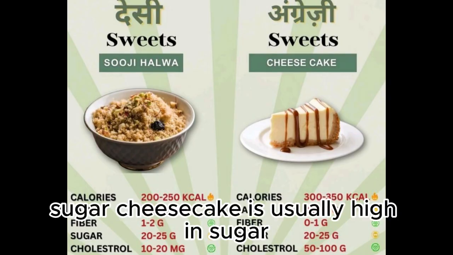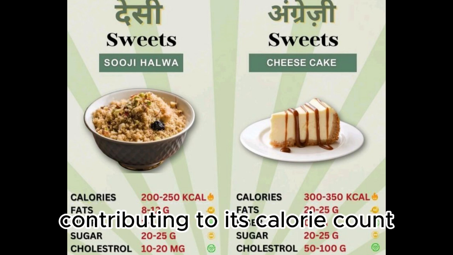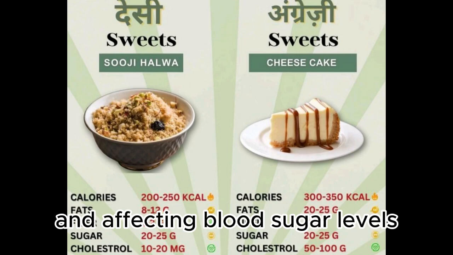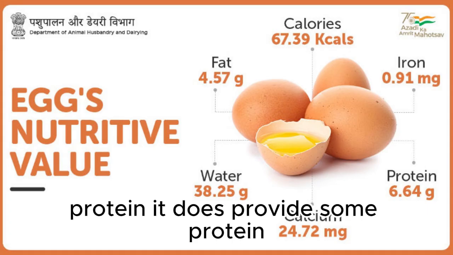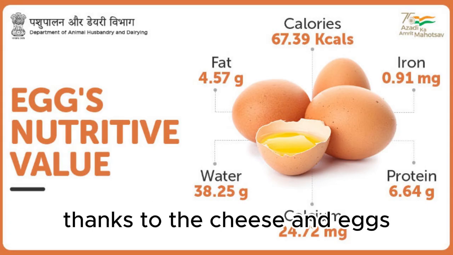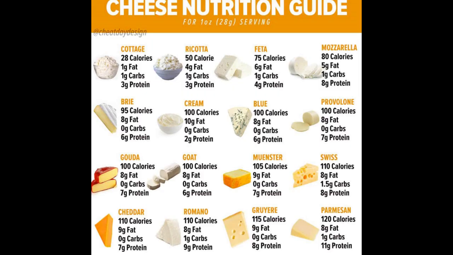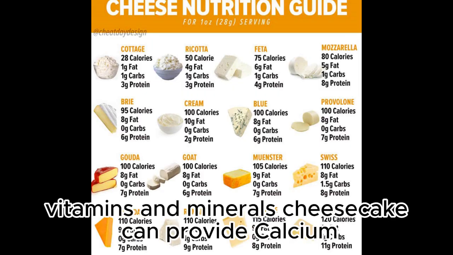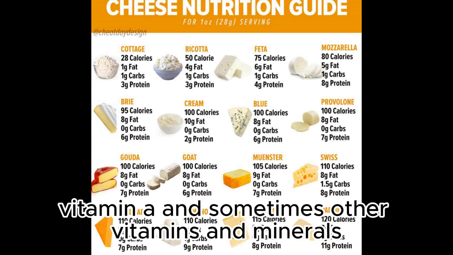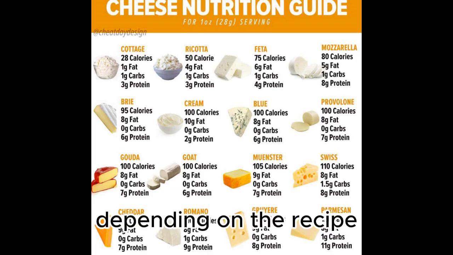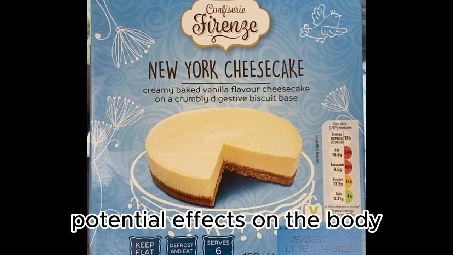products used. Sugar. Cheesecake is usually high in sugar, contributing to its calorie count and affecting blood sugar levels. Protein. It does provide some protein, thanks to the cheese and eggs. Vitamins and minerals. Cheesecake can provide calcium, vitamin A, and sometimes other vitamins and minerals, depending on the recipe. Potential effects on the body.